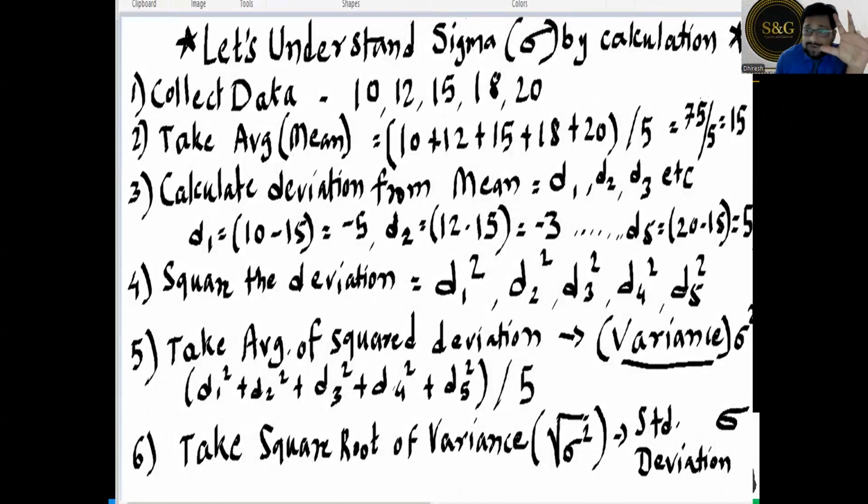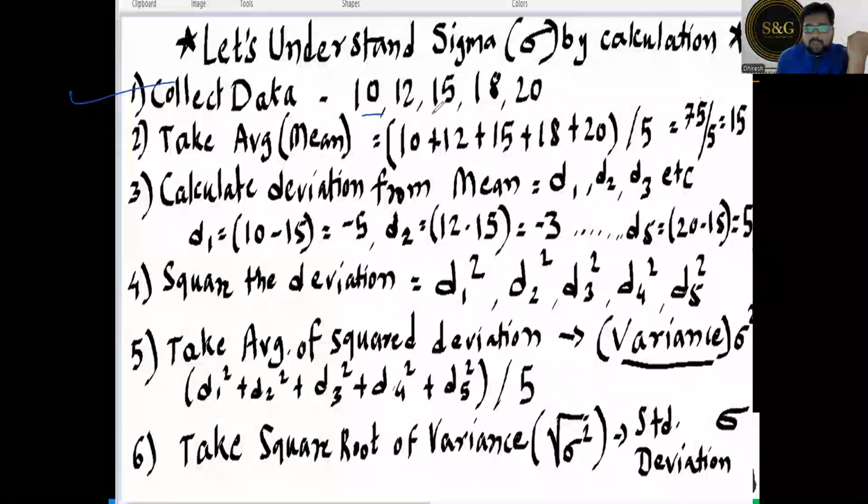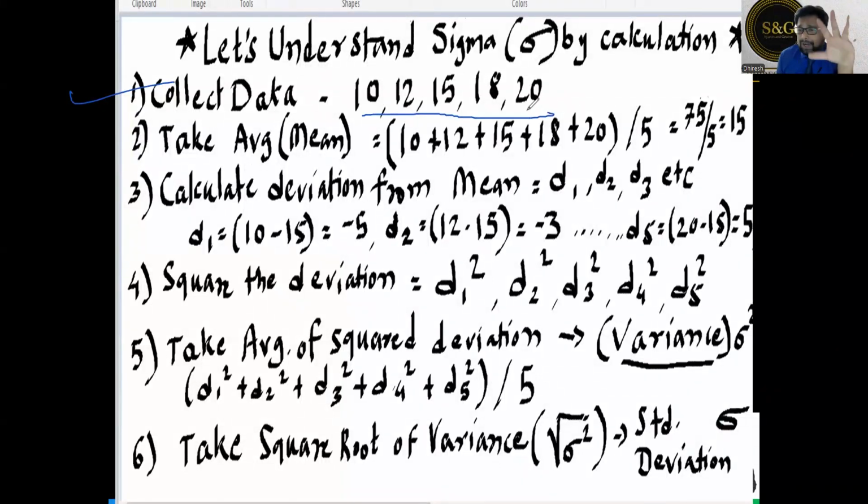Now, the first step to calculate standard deviation, which is again a measure of variation or measure of dispersion, I would say. The first step is collect the data, right? Let's say we have 10, 12, 15, 18, and 20. Let's take a simple data set because we want to calculate it manually. Just pull out your calculators. Then you take the average.